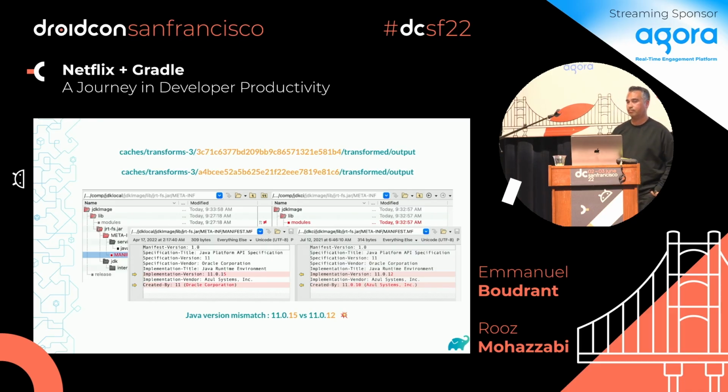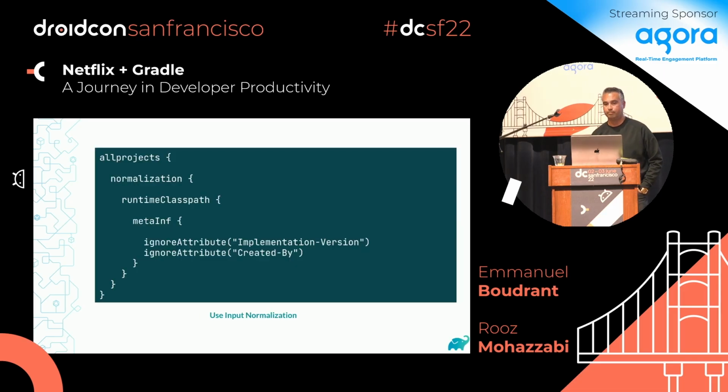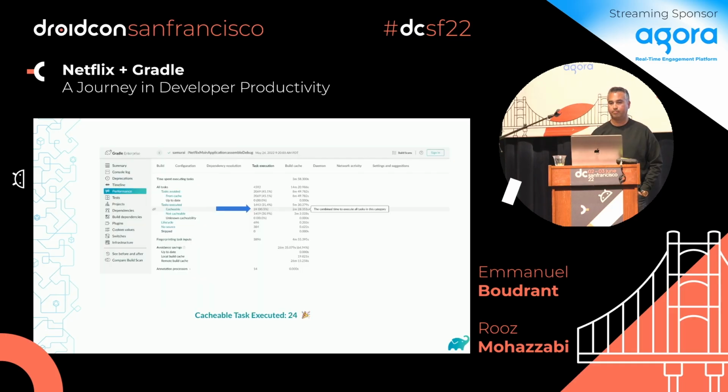And the reason is we are running CI on Linux and we are running local on a MacBook, so there will potentially always be a difference. So once we find this difference, we can address the issue. And if you look at the Gradle documentation, you can see you can use this normalization. We are going to basically normalize the cache key by ignoring these two attributes. And this fixed our build, and we went back to 24 tasks executed, which is what we expect.